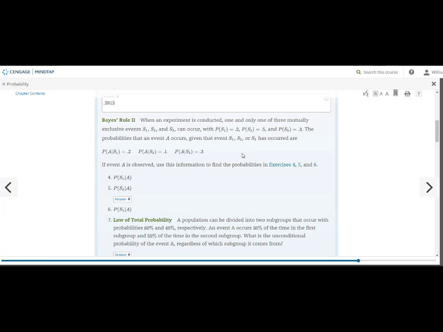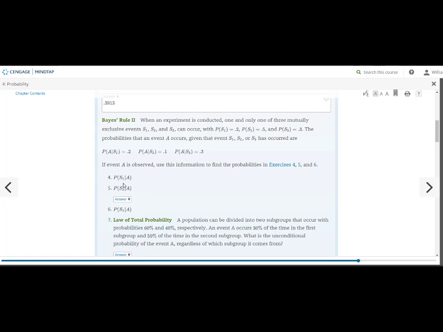And we're also saying that they are exhaustive. That is, when you take the union of all of them, you get the whole sample space. Then they tell us that the probability of S1 is this, of S2 is this, and S3 is that. One thing that you should check is that these probabilities add up to 1, otherwise they're not exhaustive. The probabilities of an event A occurring, given that event S1, S2, S3 has occurred. So here we're given these kinds of conditional probabilities. If A is observed, use this information to find the probabilities here.